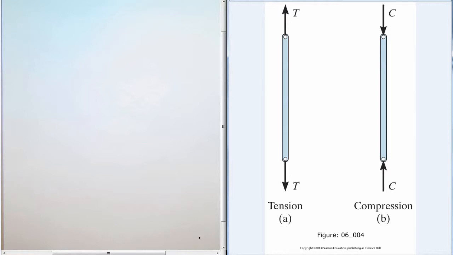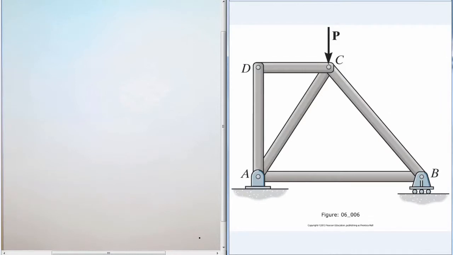And we'll examine simple trusses, which is where you have three members together to form a triangle. And then you can keep adding triangles to extend the truss. So here's a figure showing a simple truss. We have three members here with a triangle, and then we added on other members to make another triangle.